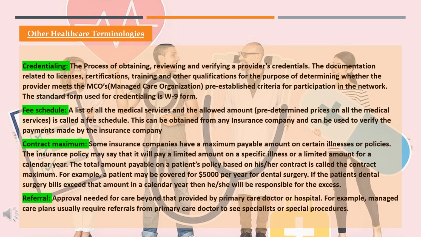Contract maximum. Some insurance companies have a maximum payable amount on certain illnesses or policies. The insurance policy may say that it will pay a limited amount on a specific illness or a limited amount for a calendar year. The total amount payable on a patient's policy based on his or her contract is called the contract maximum. For example, a patient may be covered for $5,000 per year for dental surgery. If the patient's dental surgery bills exceed that amount in a calendar year, then he or she will be responsible for the excess.